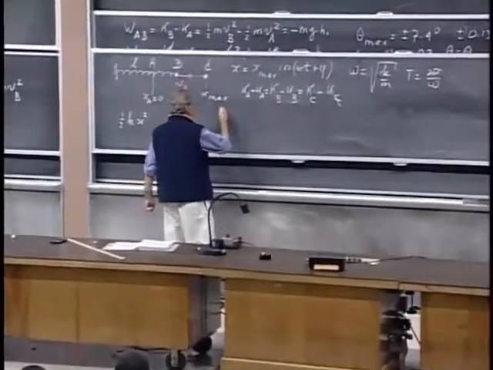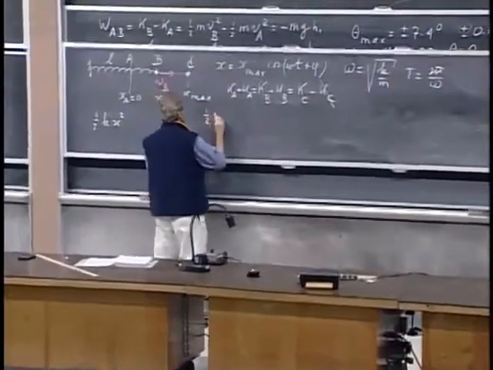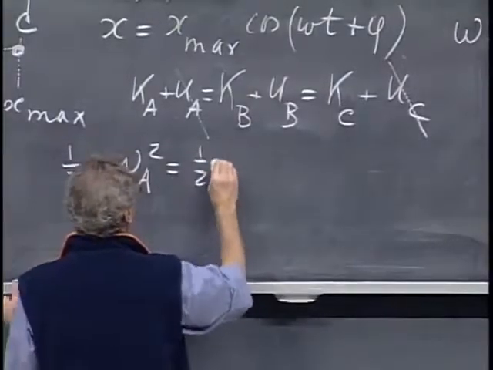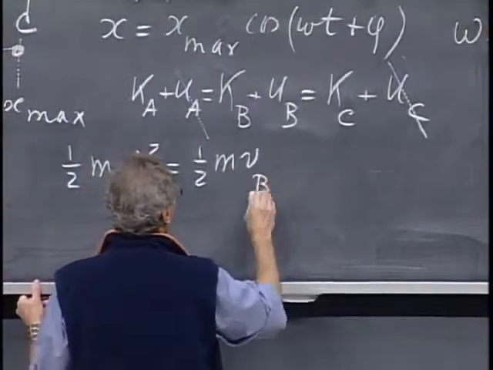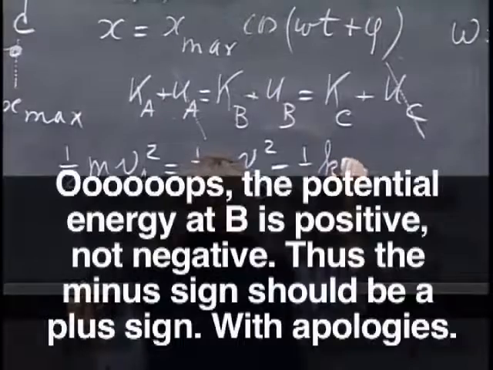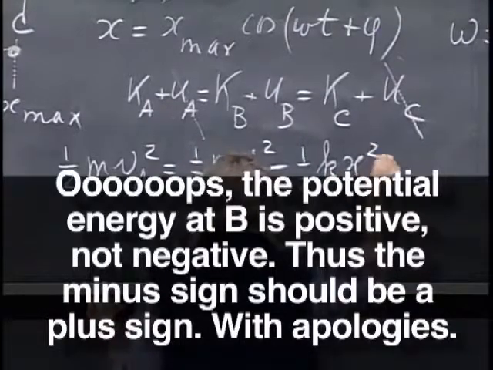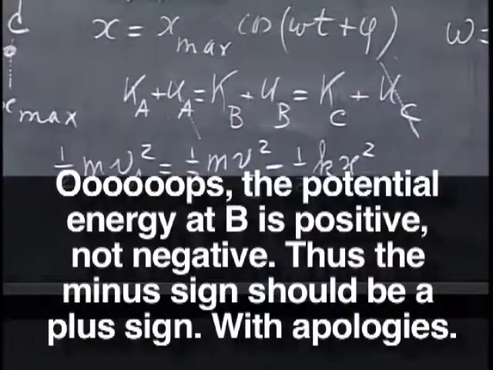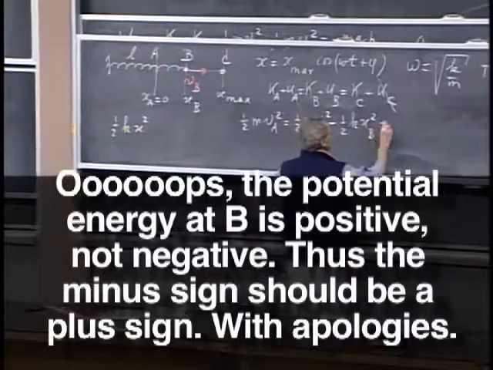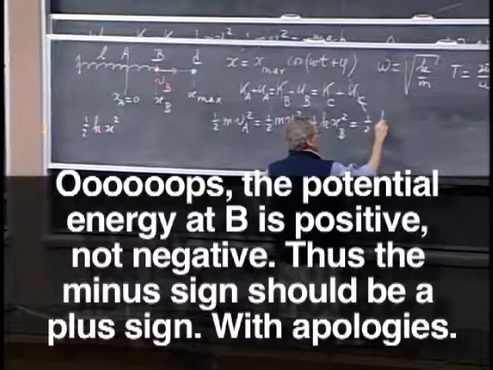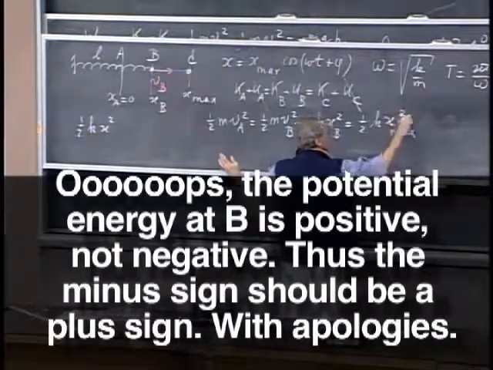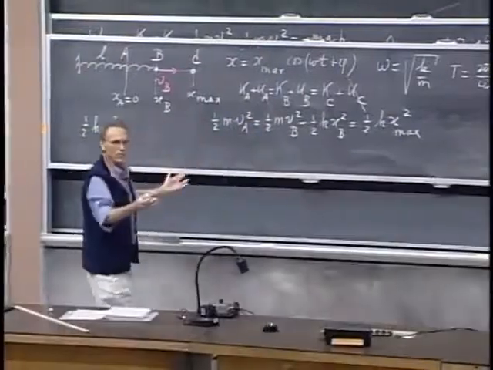So we get that 1/2 m VA squared equals 1/2 m VB squared minus 1/2 k x of B squared. That is the potential energy at this location. And that equals 1/2 k x of C, which we have called x max squared. And you are in business.